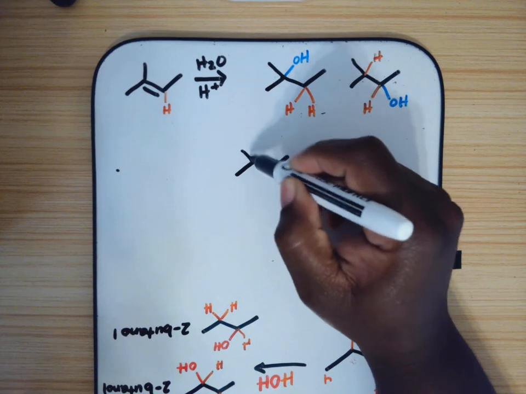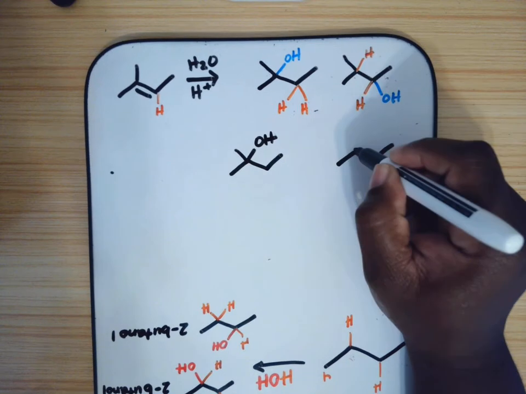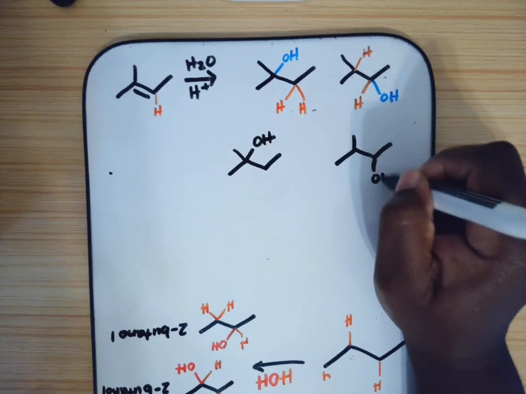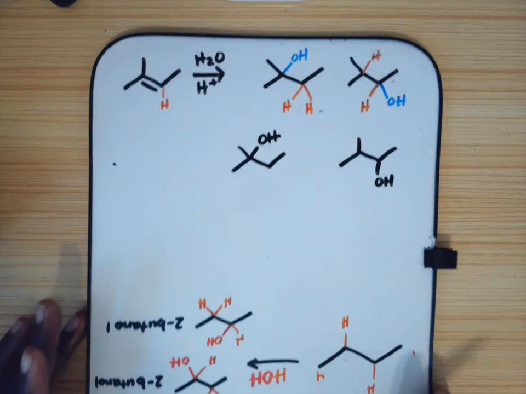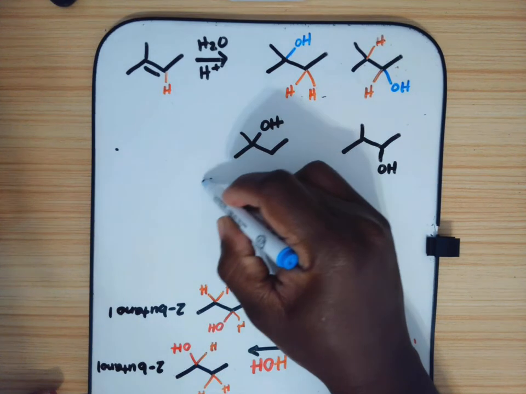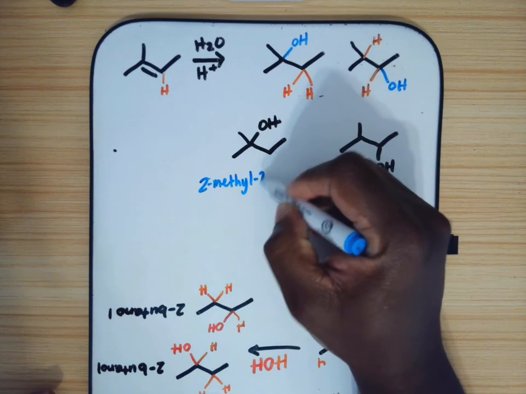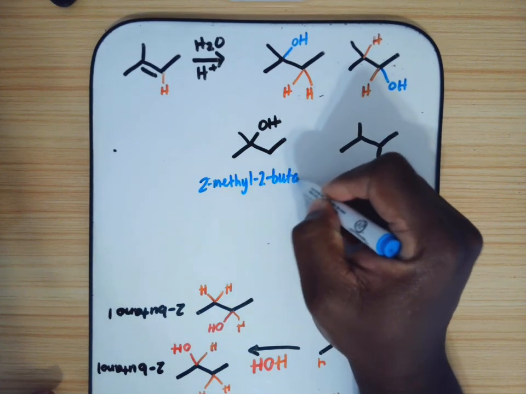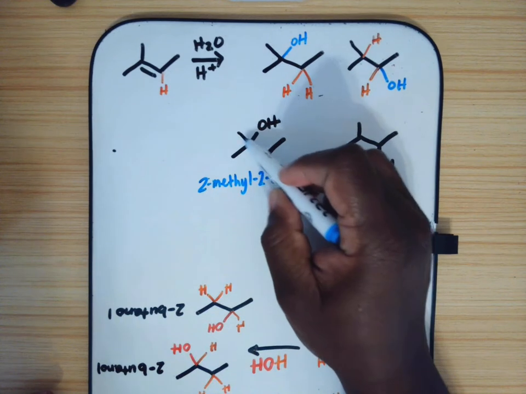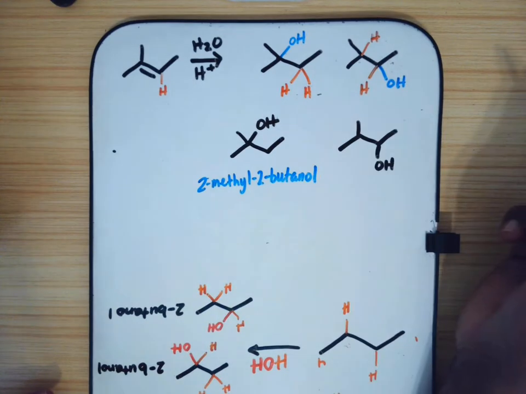So essentially what we have is this compound versus this compound. They both have the same type and number of atoms, but they represent different compounds. The structure to the left, that alcohol represents 2-methyl 2-butanol. So 2-methyl, because the methyl is on carbon 2. The alcohol functional group is on carbon 2. We have a total of 4 carbon atoms.